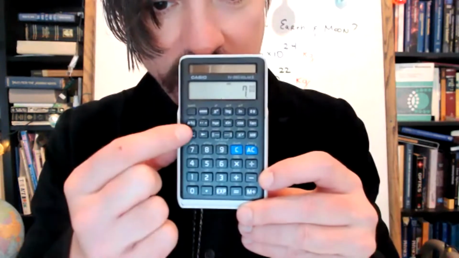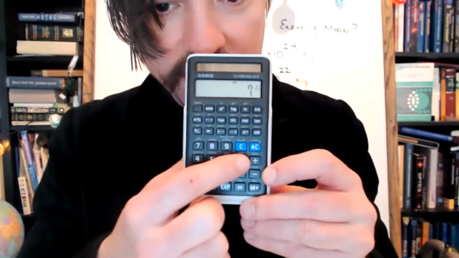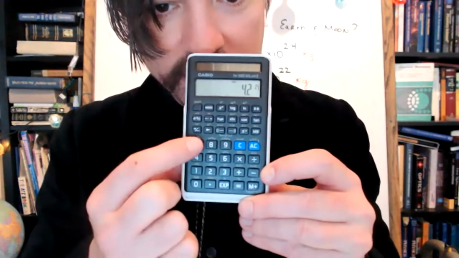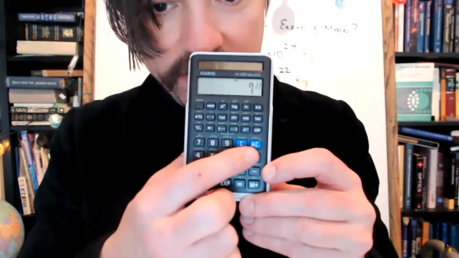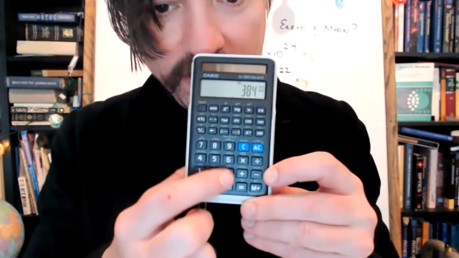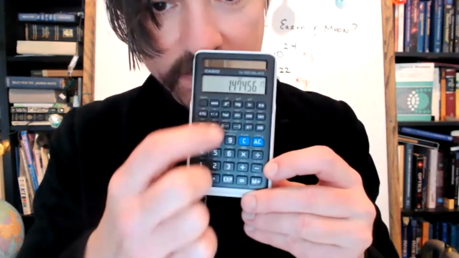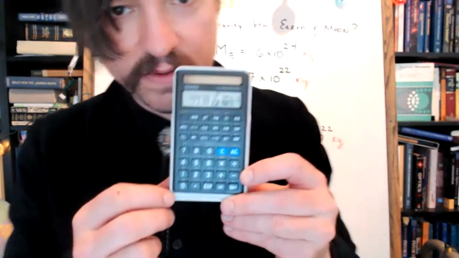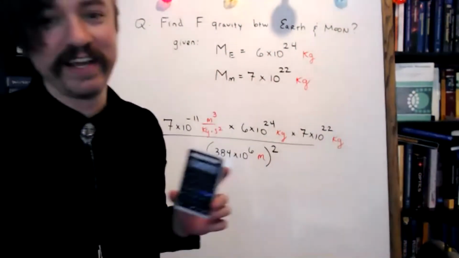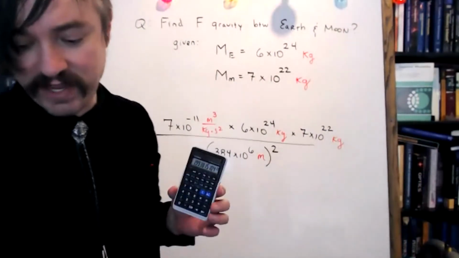7 exp negative 11 times 6 exp 24 times 7 exp 22 divided by 384 exp 6 squared equals. That's not even full speed.